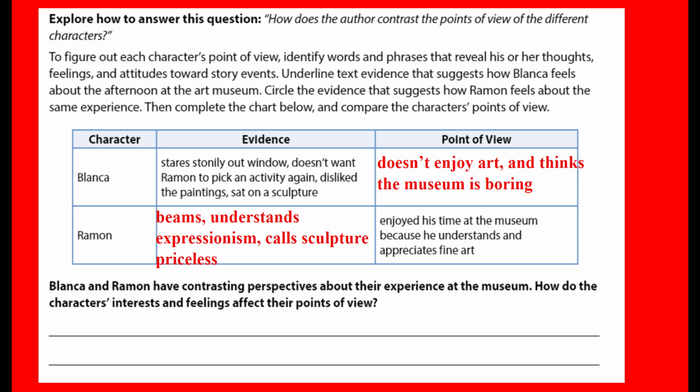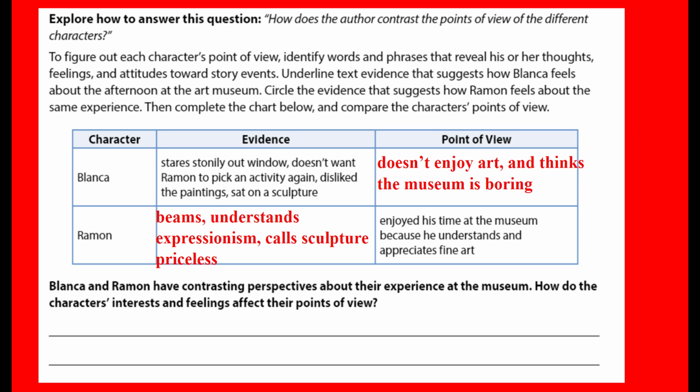And when I say his point of view, I mean his way of looking at their trip to the art museum. And Raymond's point of view is that he enjoyed his time at the museum because he understands and appreciates fine art. So he likes it because he understands it and it's something he's excited about. So that is Raymond's point of view for this. So down at the bottom, we have a question to answer in bold. So I'm going to read it to us and then we'll work through it.